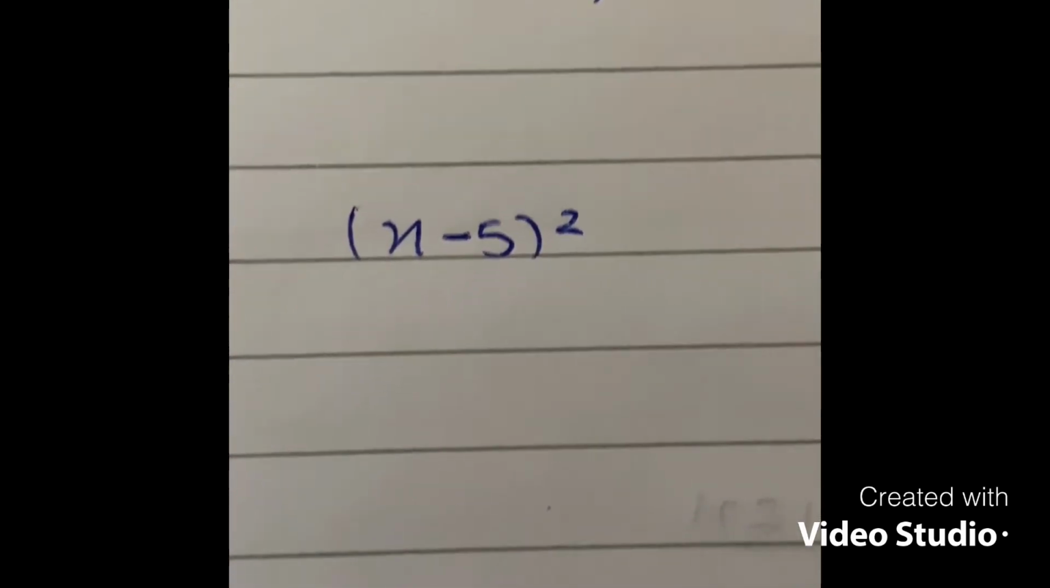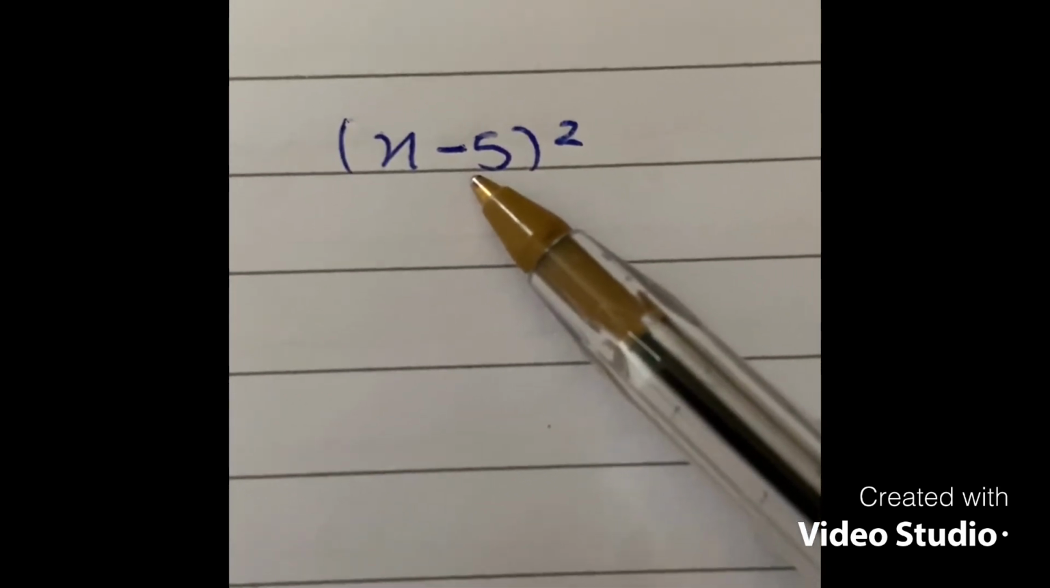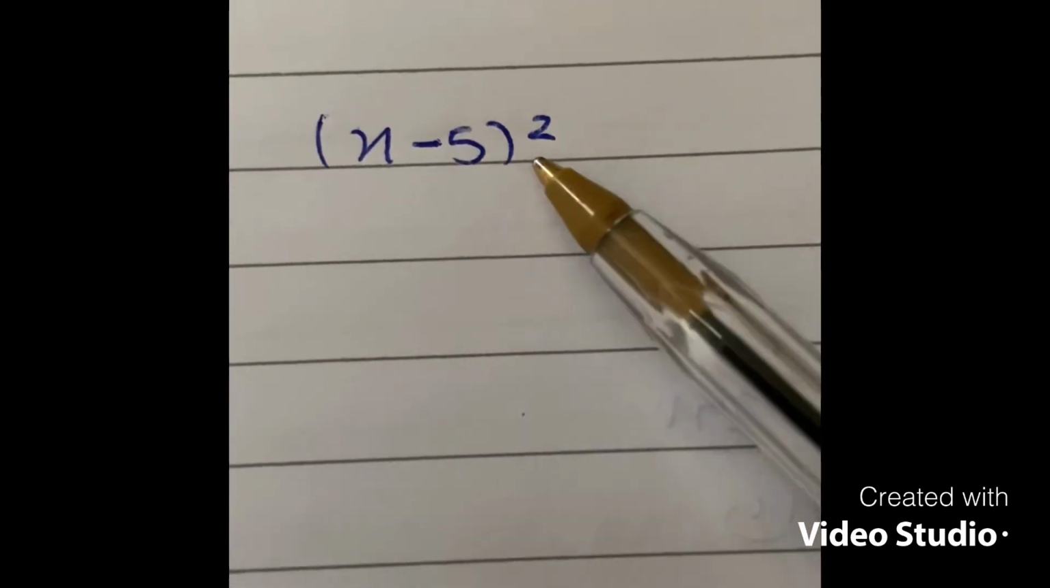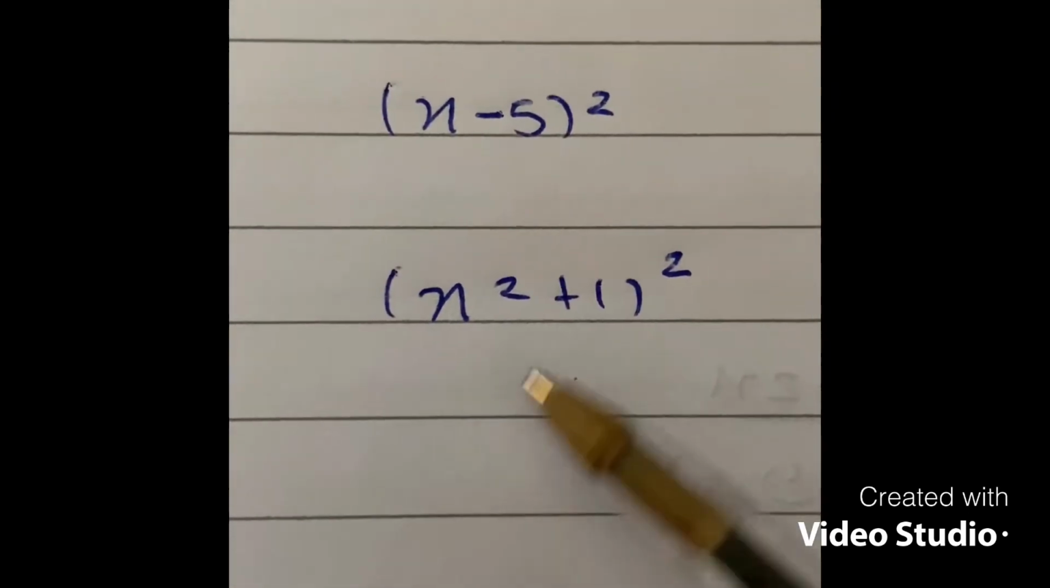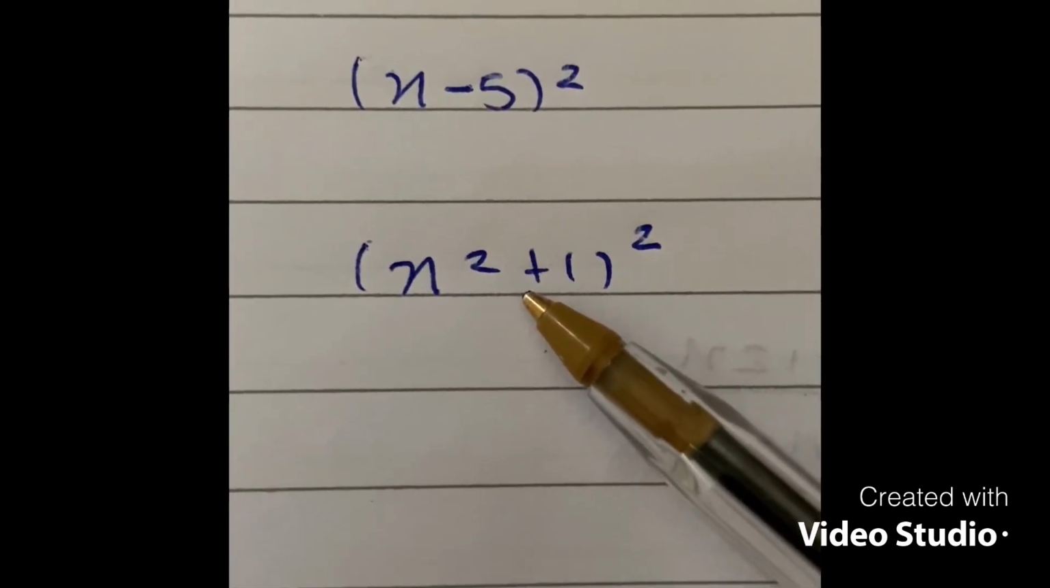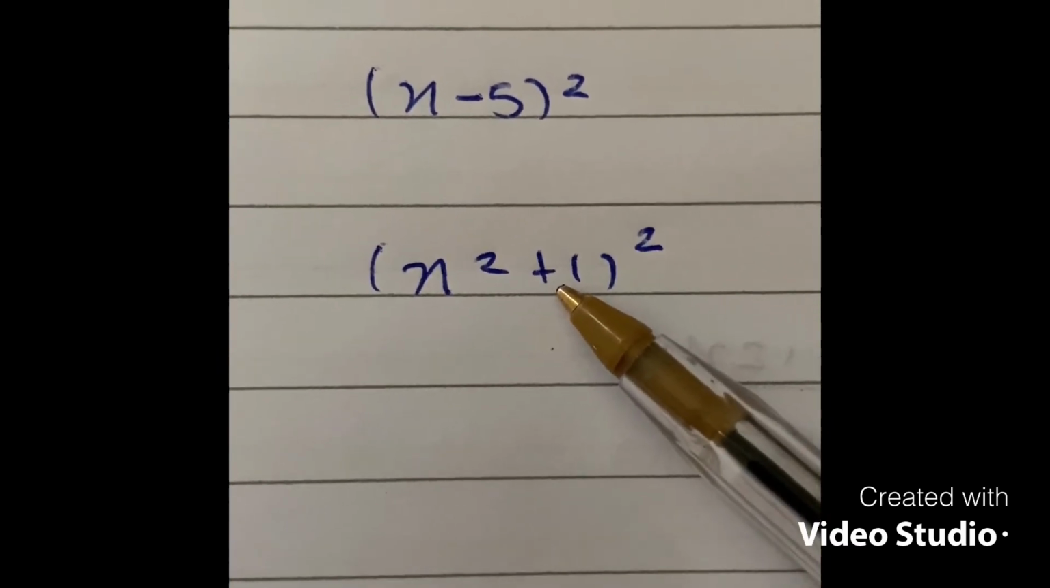So how would you describe this term over here? This term is actually a repeated linear factor. As you can see, it has a square. And this term over here will be an example of a repeated quadratic factor.